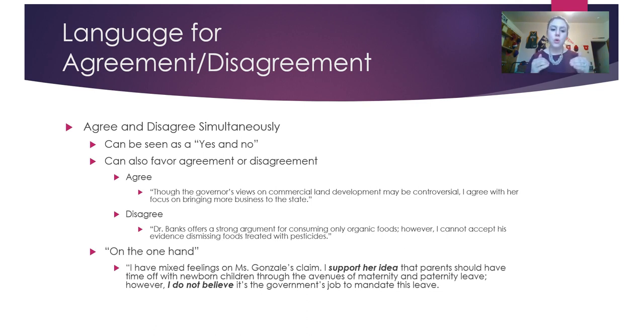Now, the "on the one hand, on the other hand" type setup is where we perhaps do have that more 50-50 split. "I have mixed feelings on Ms. Gonzalez's claim. I support her idea that parents should have time off with newborn children through the avenues of maternity and paternity leave. However, I do not believe it's the government's job to mandate this leave." So we can see how there is more of a 50-50 split, where it's like, yes, I agree with the overall argument, but no, I don't agree with the methods. Or yes, I agree with the methods, but perhaps not the overall argument.